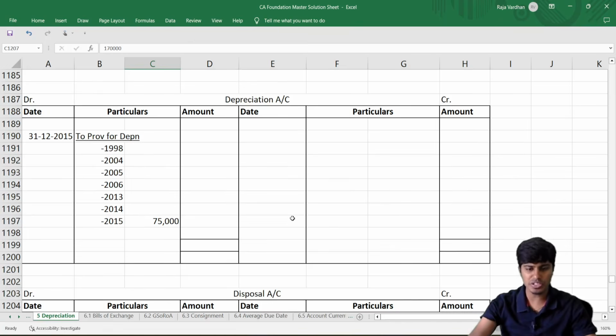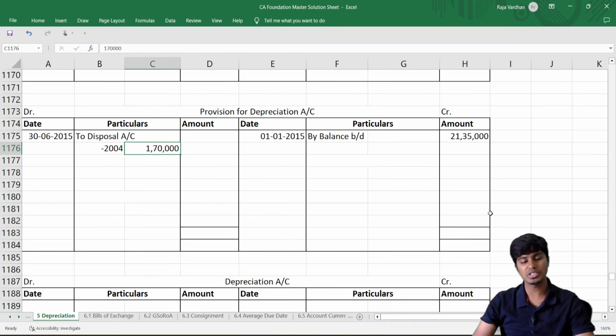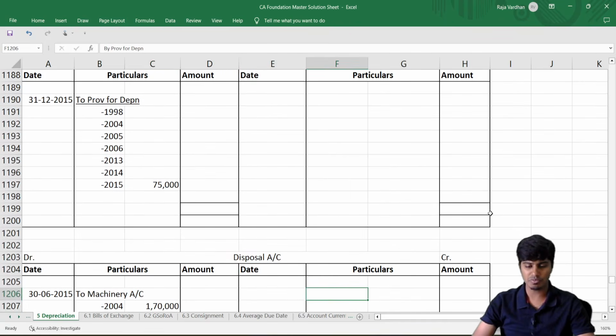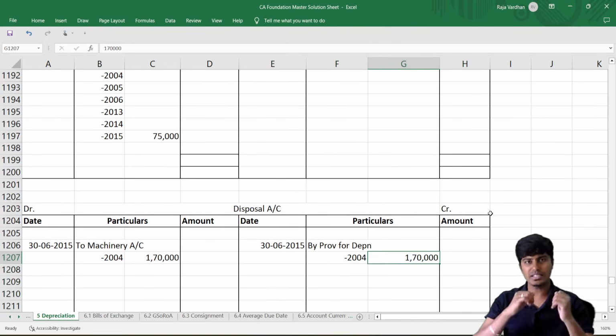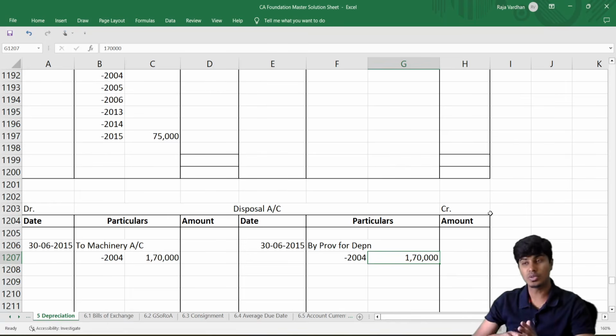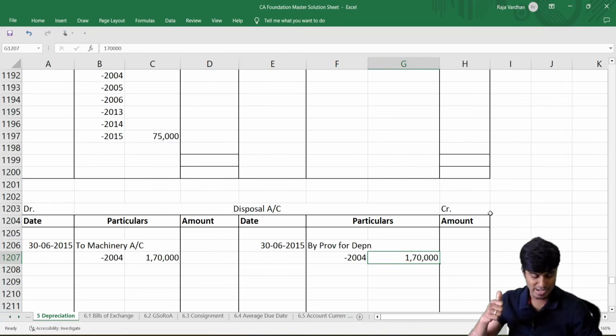Against this asset, provision also should be written off. So in provision for depreciation, we have 21,35,000. Among that is depreciation provision relating to an asset purchased in 2004 to the extent of 1,70,000, which is written off. So in provision for depreciation, I'll write to disposal. And in disposal, I should write by provision for depreciation, 2004 asset 1,70,000. I have written the journal entry without disposal. I wrote the journal entry with disposal, and the same journal entries I have implemented here. I hope you all understood.